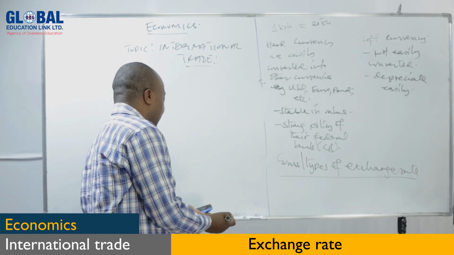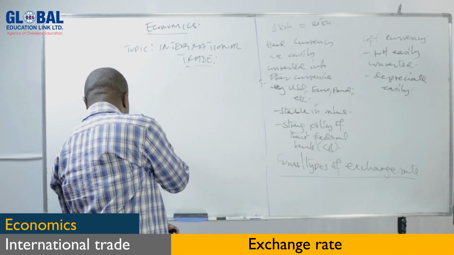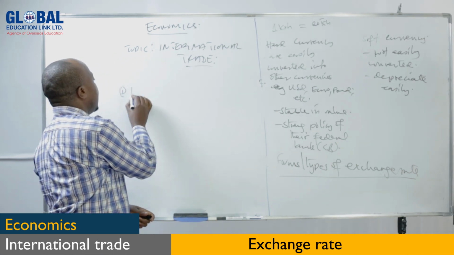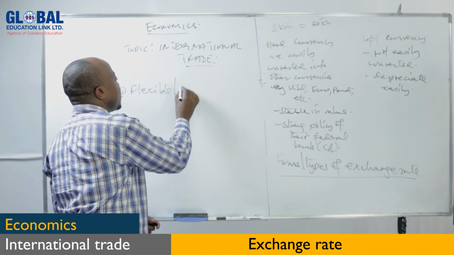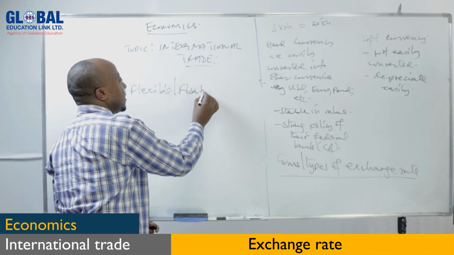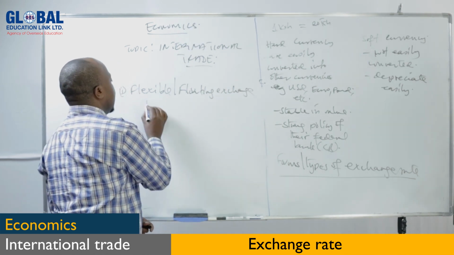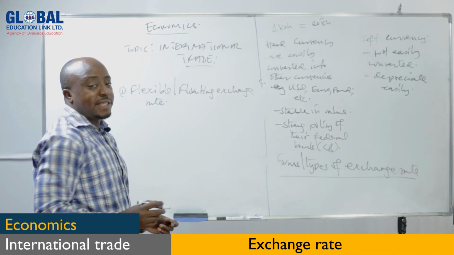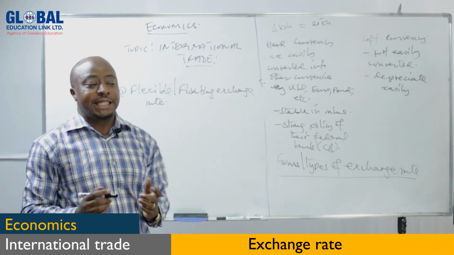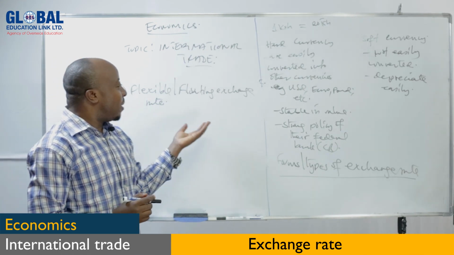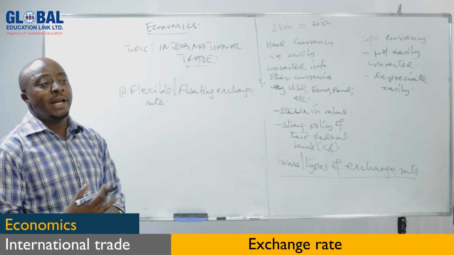Now the first useful form of exchange rate worldwide is the so-called flexible, or it is also called the floating exchange rate. Flexible or floating exchange rate. That is one of the common forms of exchange rate which is existing, especially in this modern world.